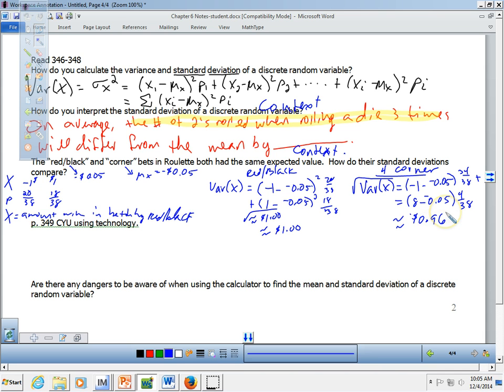Okay? So what does that mean? That means that when you place a red bet, if you just bet red all night, or in the long run, if you always just bet red in roulette, then on average you're going to lose 5 cents every time you place a bet. The standard deviation on the red bet is $1, which means that on average the amount of winnings will deviate, so the amount of winnings in a red bet will differ from the mean by $1, which means what?